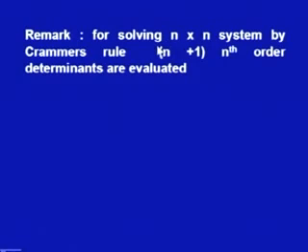But if we have an n by n system, then we will have to evaluate n plus 1 nth order determinants. Now, this means a lot of computational effort is required for solving by Cramer's rule. Further, there are some limitations on Cramer's rule, that is, the matrix has to be non-singular. If determinant A is equal to 0, this cannot be applied. Further, the matrix has to be a square matrix. So, these are some of the limitations of Cramer's rule.